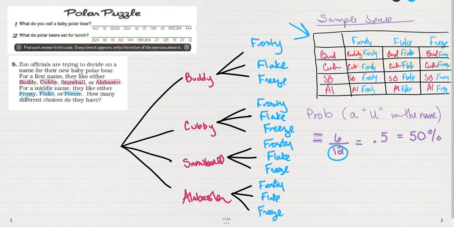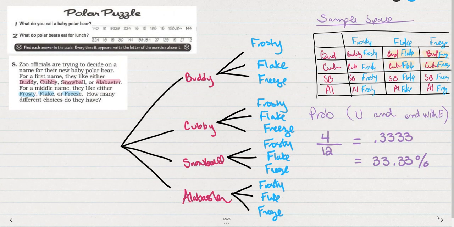And then if I wanted to answer this question, what's the probability that you have a letter U in the name? Well, I can look at the sample space, and I'm going to select every name that has a U. That's Buddy Frosty, Buddy Flake, Buddy Freeze, Cubby Frosty, Cubby Flake, Cubby Freeze. Those are the only ones with the letter U. Oops, sorry, I didn't mean to scribble it out. I meant to highlight it. So those are all the examples that have a letter U. And it looks like there is a grand total of 6 of them. 6 out of 12 is 50%.